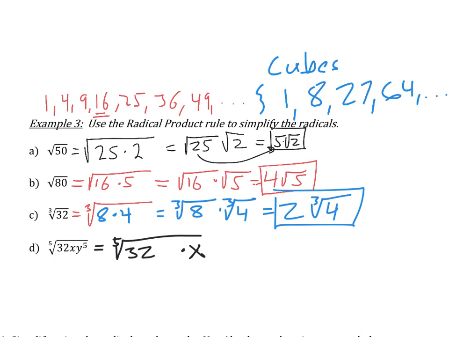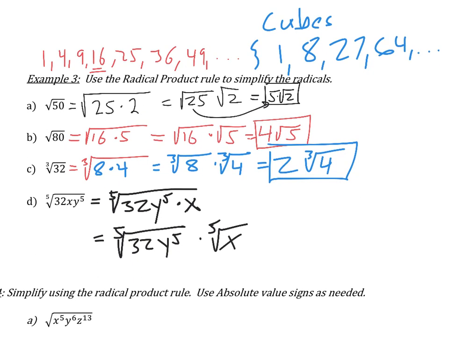I do know the 5th root of y to the 5th. We could do that because this is the 5th power. So we can break this up into the 5th root of 32 y to the 5th, times the 5th root of x. Now, I know the 5th root of 32 is 2, and the 5th root of y to the 5th is y. We can do that, but we do not know the 5th root of x because we don't know what x is. So that's the idea there. All right, so we're going to be breaking this into things that we can take the root of and things that we can't.